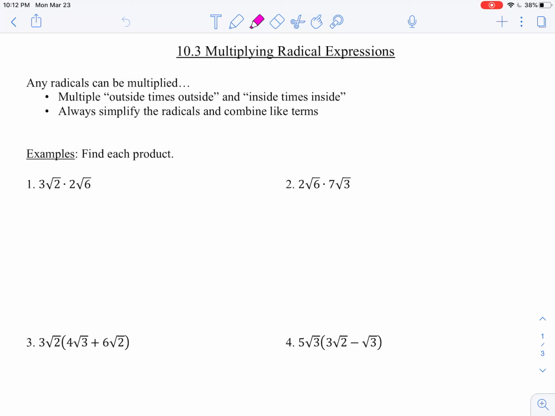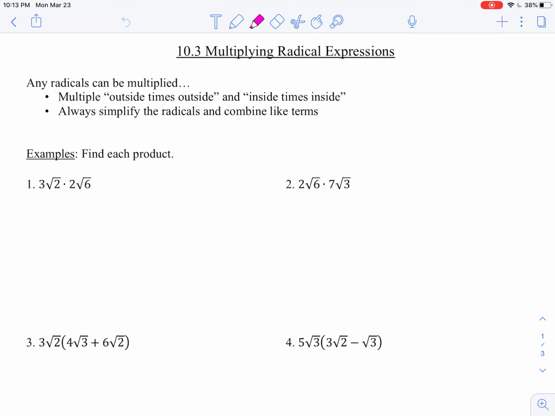Hello, today we're going to be looking at part of section 10.3, which is about multiplying radical expressions. When we multiply radicals together, we can multiply any radicals. Unlike adding and subtracting, where the radicands must be the same, we can multiply anything together.